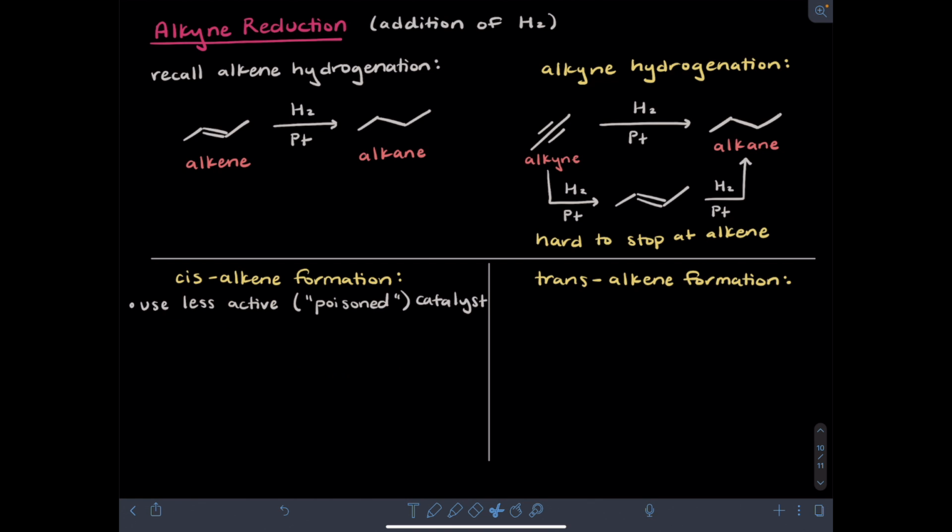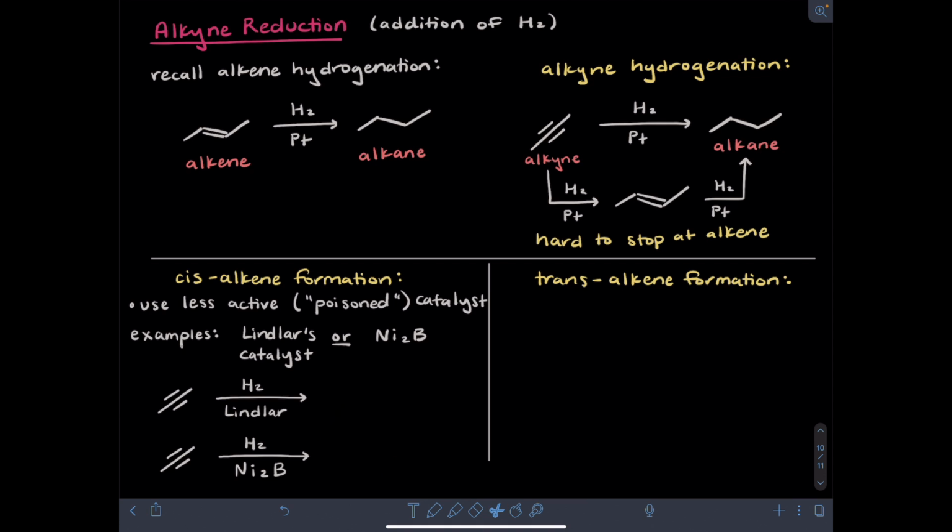To form a cis-alkene from an alkyne, you would use a less active catalyst than the metal ones that we learned previously for alkenes. These are known as poisoned catalysts. Examples of ones you'll see in the textbook are known as Lindlar's catalyst. This is a poisoned palladium catalyst, or a catalyst with 2 nickels and a boron.